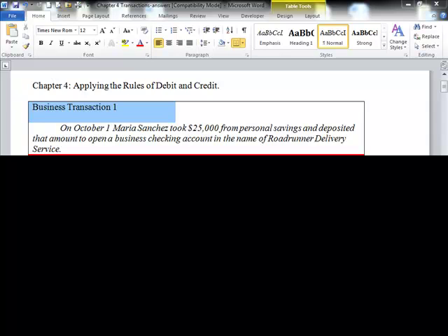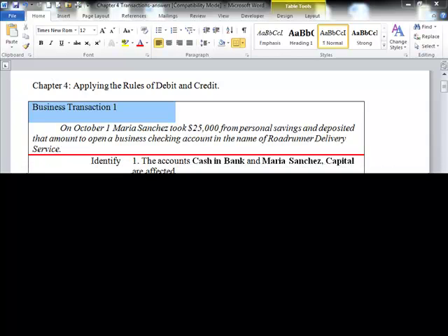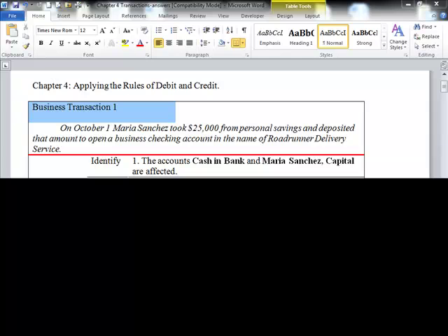This should look familiar. On October 1st, Maria took $25,000 from her personal savings, and she deposited this amount to an open business checking account in the name of Roadrunner Delivery Service. So, as you know in the past, the first thing you're going to do is identify the two accounts. Looking at this transaction, we're going to have the accounts Cash and Bank affected and Maria Sanchez, Capital. Again, you've noticed I wrote this in a full sentence. You're going to see momentarily when we get to the next transactions, that's not going to be required. And it isn't really here either. Just identify the two accounts here.